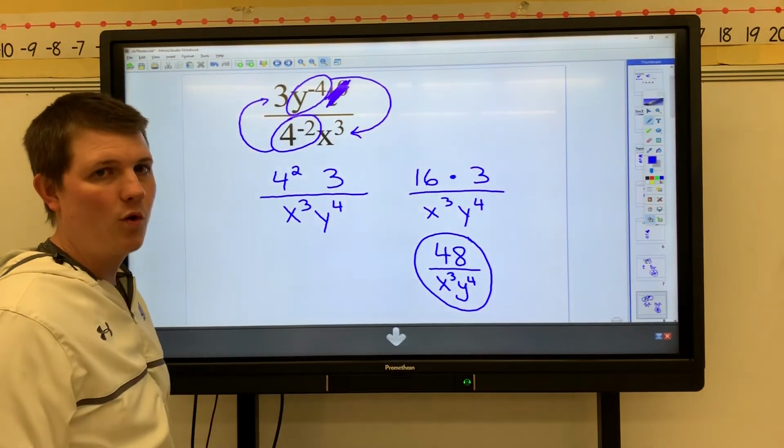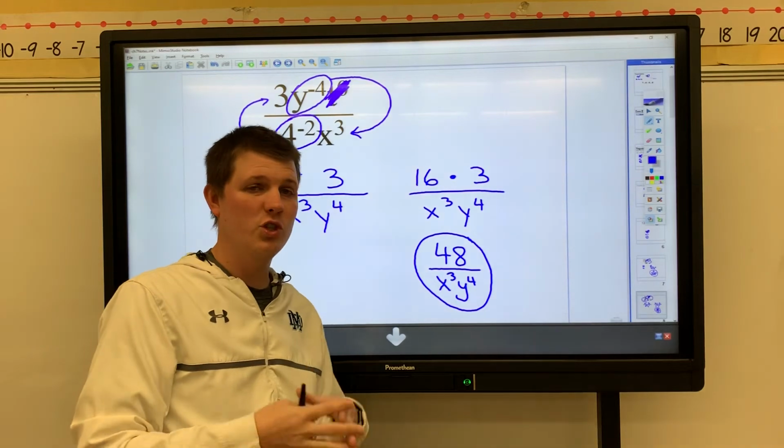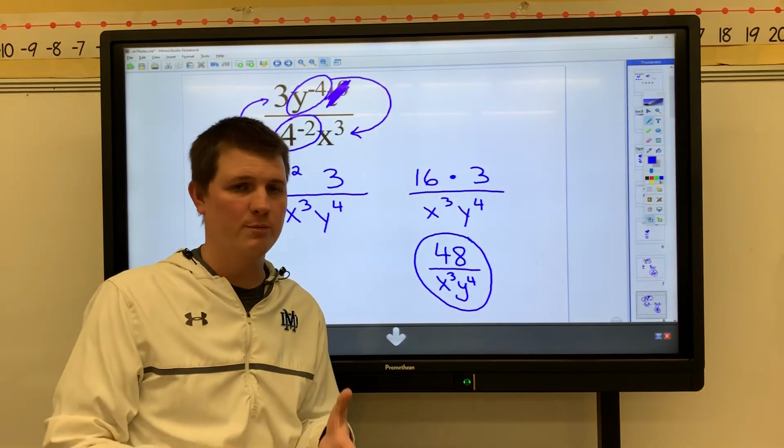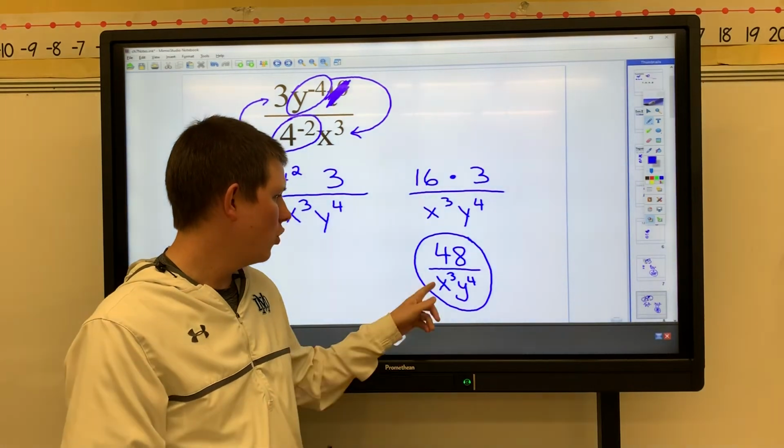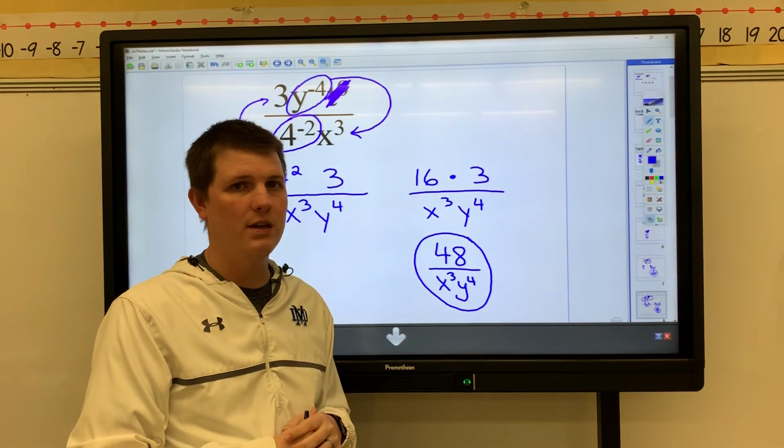It is in simplest form if your coefficients, so just the number, the big numbers, not the exponents, not the variables, the coefficients are in simplest form, and if I have no more negative exponents, which I do not have any negative exponents.